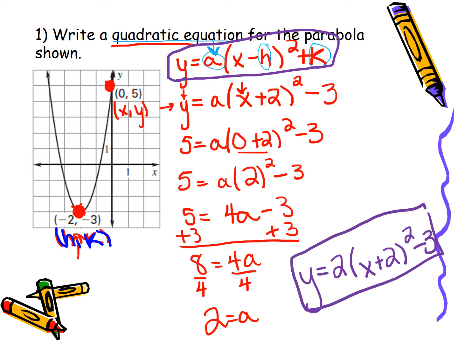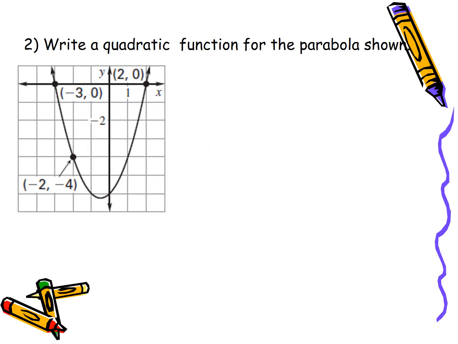That, ladies and gentlemen, is my final quadratic equation for number 1. All right, now we need to write an equation for the quadratic function of this graph given below. And this graph gives me 3 ordered pairs. It gives me an ordered pair just somewhere on the graph. It's not at the vertex, it's not at any key feature of the graph.